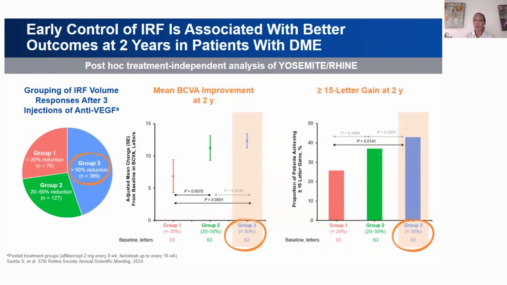There's also the post hoc treatment-independent analysis of the Yosemite and Rhine studies that looked at the intraretinal fluid volume reduction after 3 injections of anti-VEGF. Again, the same grouping: less than 20% reduction was group 1, and group 3 was the group that had greater than 50% reduction of the intraretinal fluid after 3 injections of anti-VEGF. They found that the mean best corrected visual acuity at 2 years was again best with the group that had the greatest reduction of intraretinal fluid. So we know reducing intraretinal fluid plays a significant part in visual improvement.